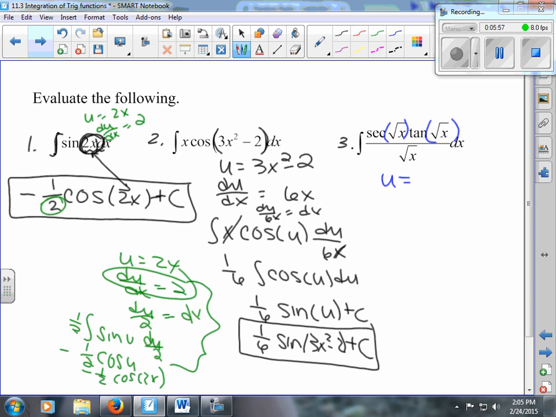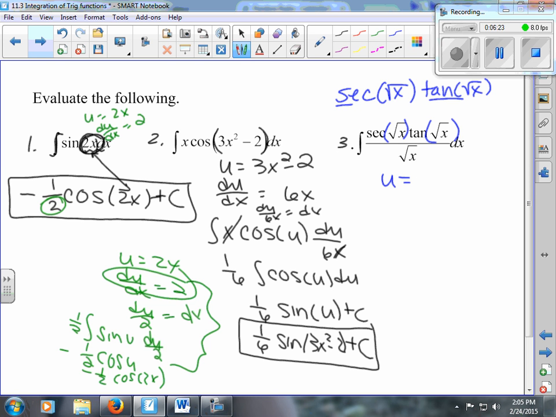I'm going to think of the fact that the square root of x is inside both the secant and the tangent. And I'm also going to remember that secant tangent is familiar. That's the derivative of secant. And so this would actually be an easy antiderivative to do because that's one of my antiderivative formulas. It's just the square root of x that's throwing me off.